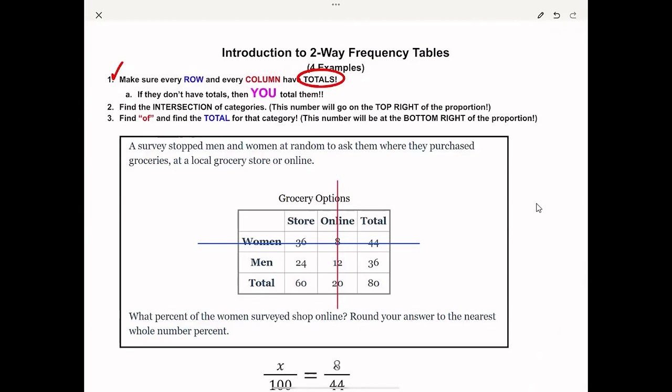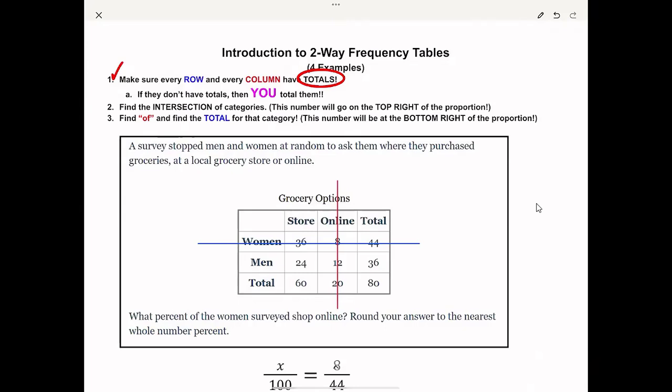And then the last thing is you've got to pay attention to the word "of." When you take a percent, you're always taking a percent of something. Whatever that category is, we're going to need its total, and that's going to go on the bottom right. Now let me show you with an example, and hopefully this will make more sense.